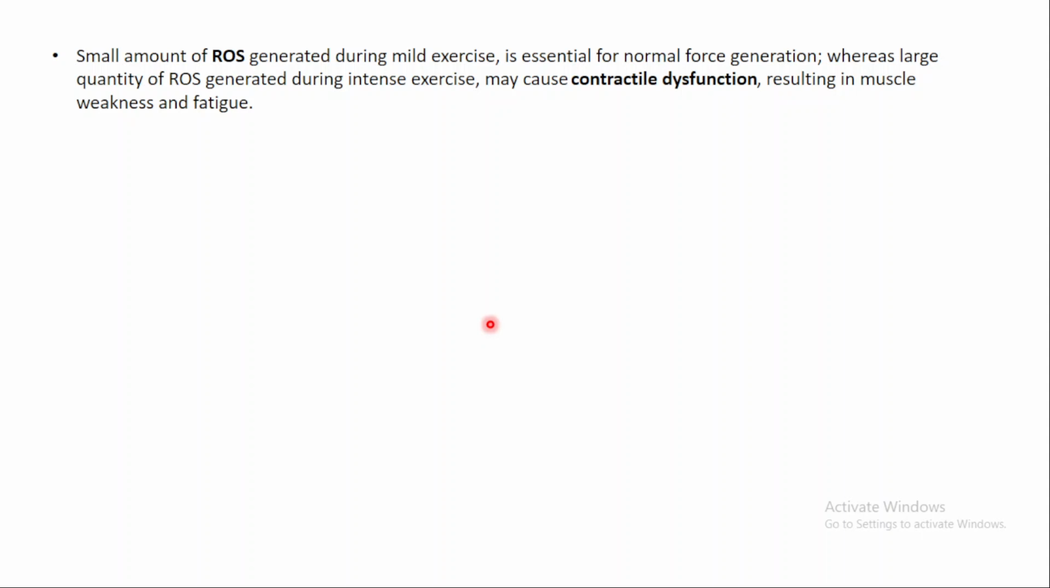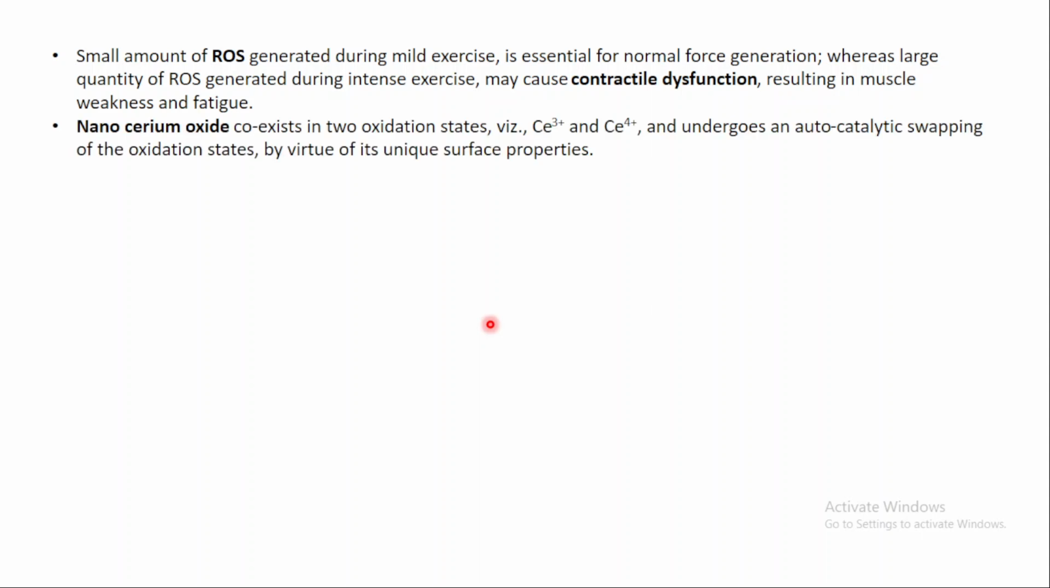So this is what we studied two questions prior, that if there is increased ROS production due to intense exercise, that can cause contractile dysfunction in the muscles, leading to muscle weakness and fatigue. But a small amount of ROS is required for normal function. Now, what happens when you treat the muscle with cerium oxide or nanocerium oxide nanoparticles?